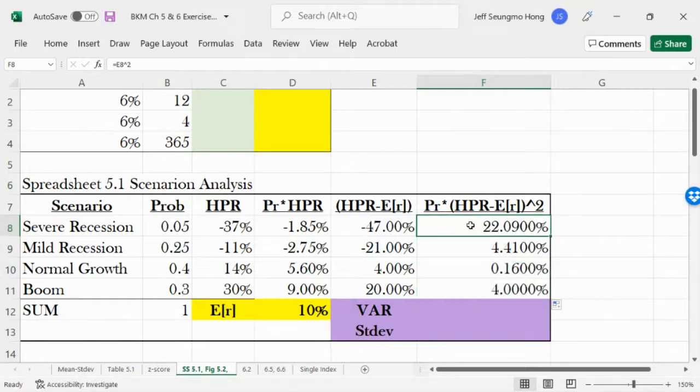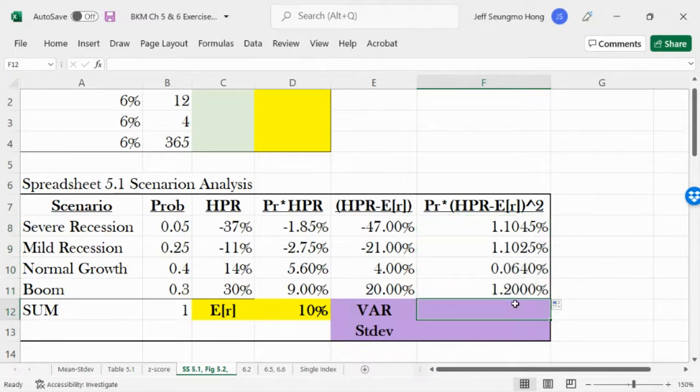Okay, and next, because there's a probability, just like the probability weighted return, this is called the squared difference term, SSQ. These squared difference terms must also be weighted. I'm going to weight it by these probabilities. Okay, and then I drag it down, and everything is weighted.